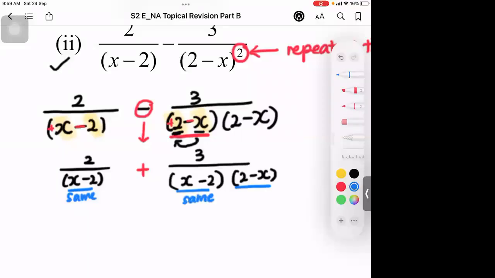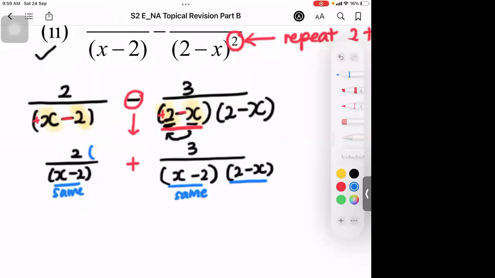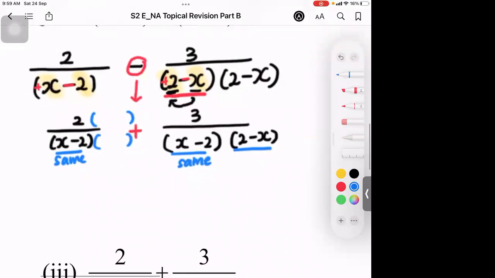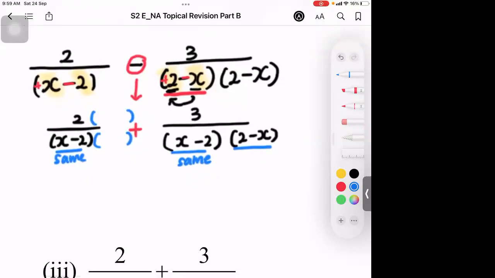Then something else is missing. What is missing from this side? I have 2 denominators, I was missing on this side. What do I need to multiply here? 2 minus 2x minus what? X. Yes, correct, 2 minus x. 2 minus x. Very good. So now we know this already.